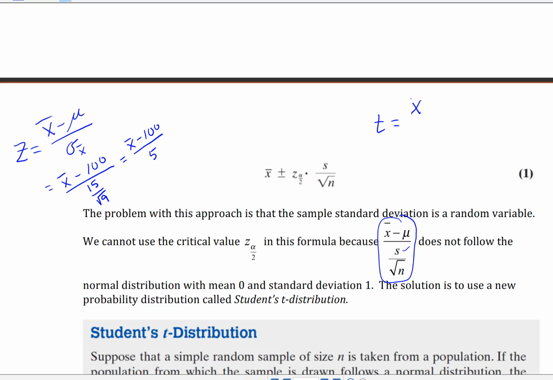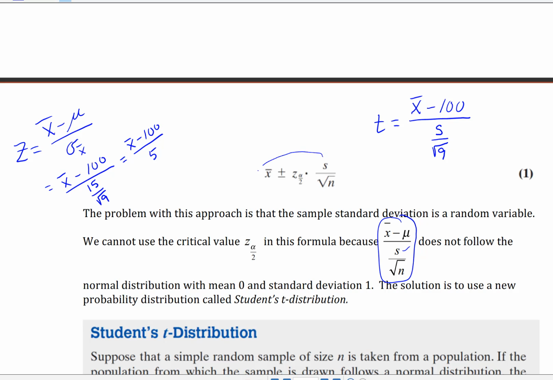T is computed as X bar minus the mean, which is 100 as well. But instead of knowing sigma, we're going to pretend that we don't know sigma, because that's reality. And so I'm going to use the S that I computed over the square root of the sample size. If you look, the only difference between Z and T is that with Z, I'm assuming I know sigma, and with T, I'm assuming that I don't know sigma, right?